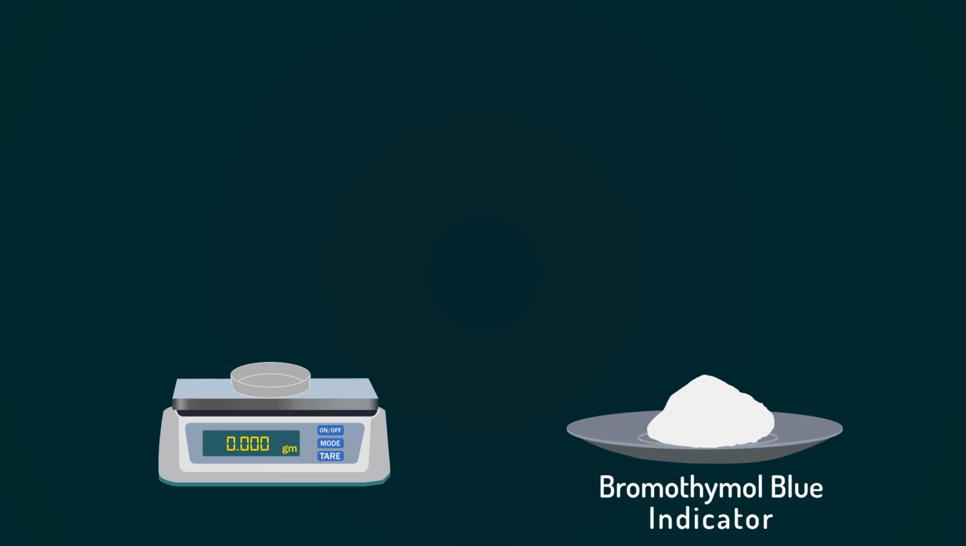First of all, take a weight balance and power it on. Now, put a petri dish on it. Don't forget to tare it. Now, add bromothymol blue powder into the petri dish with the help of a spatula. Weigh precisely up to 0.025 grams.